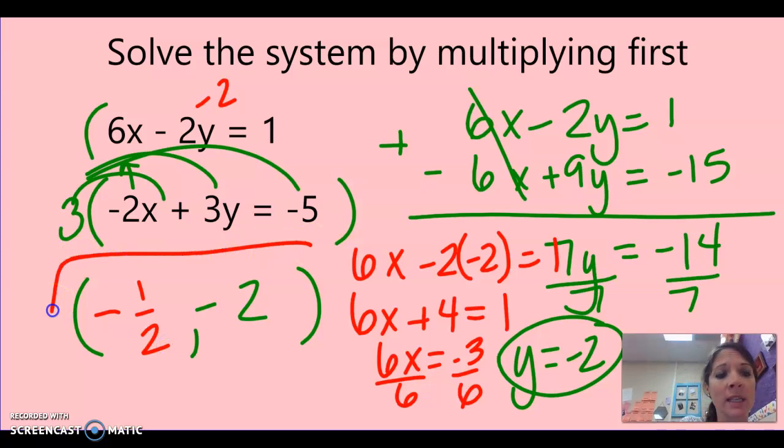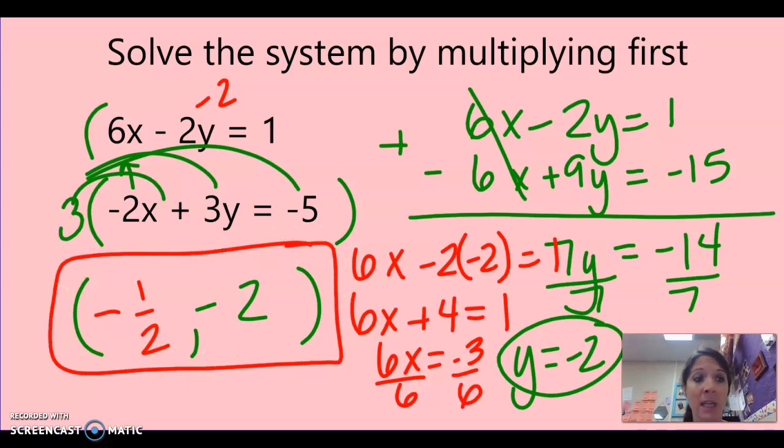Again, if you're not sure about it, always feel free to plug it in. Negative half of 6 is negative 3. That gives me 4, that cancels out. You could do a negative half of 2. That would be a positive 1, and a negative 6, which then gives me a negative 5.